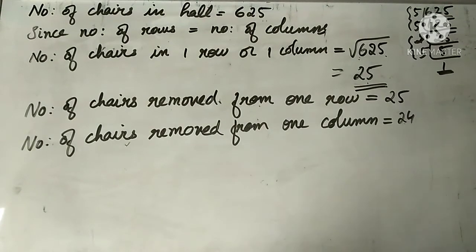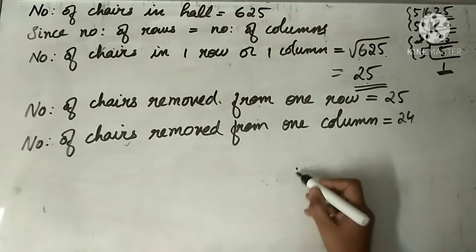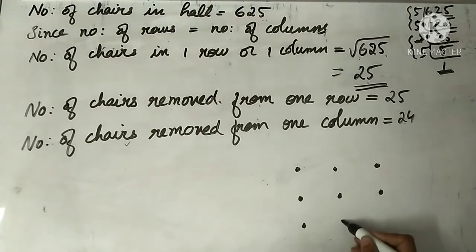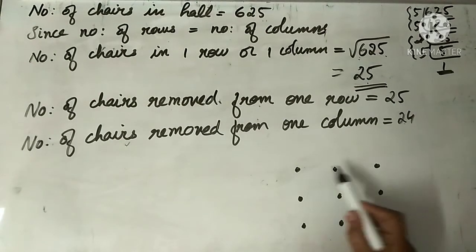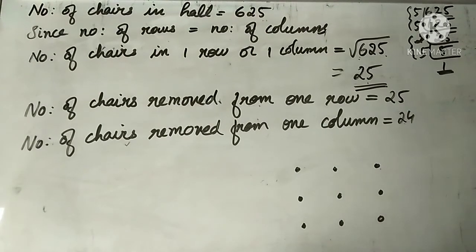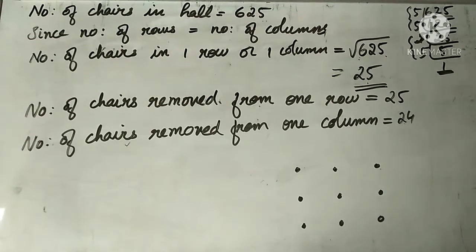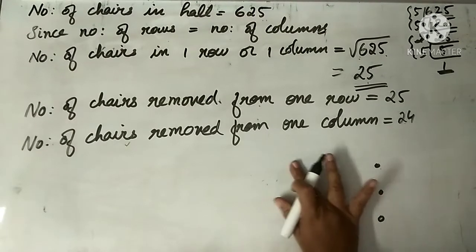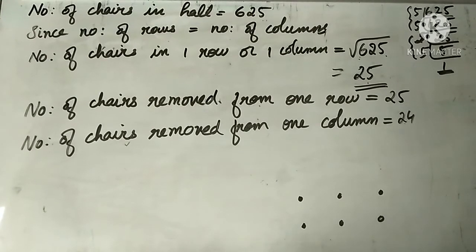See, I will show you another example to make it clear. I am going to arrange 9 chairs in 3 rows and 3 columns. 1, 2, 3, 4, 5, 6, 7, 8, 9. So how many chairs are there in one row? 3 chairs. How many chairs are there in one column? 3 chairs in one column. First, I am going to remove the chairs in the first row. When I remove the chairs in the first row, the number of chairs in one column becomes what?